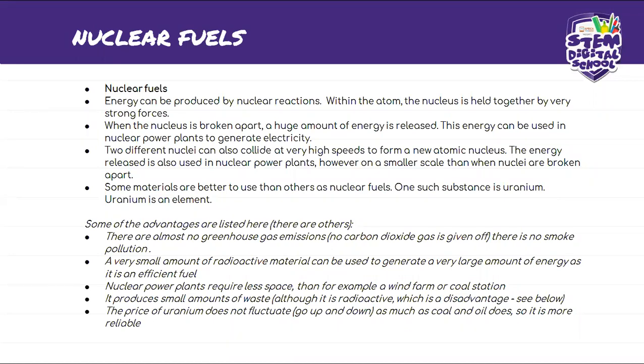Some materials are better to use than others as nuclear fuels. One such substance is uranium. And uranium is an element. So if you check from the periodic table, you can see it.